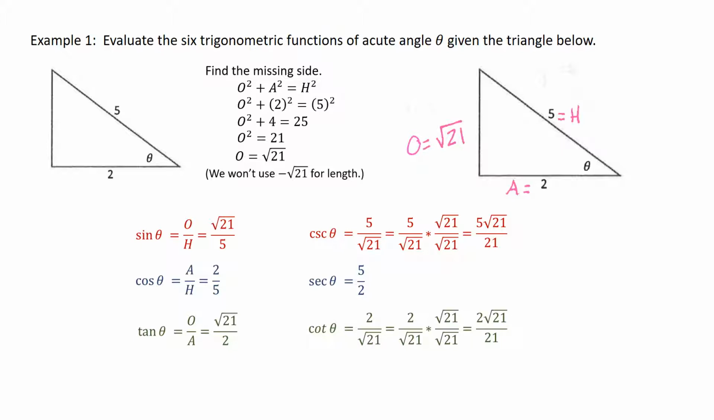Its reciprocal function, cotangent theta, we just flip that over. So cotangent theta is 2 over root 21, but that is not in simplest form. We need to rationalize it. So we multiply the top and bottom by root 21 to get a cotangent value of 2 root 21 over 21. So those are the 6 trig function values of theta for this particular triangle.